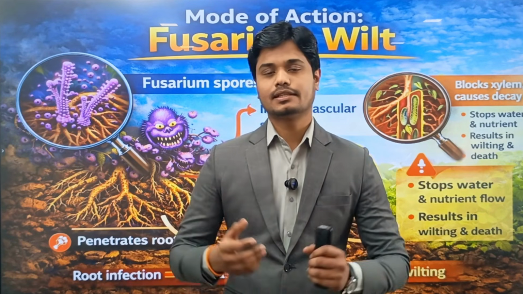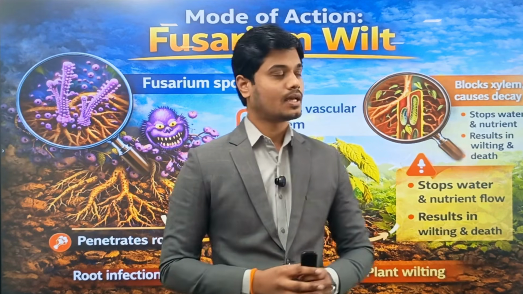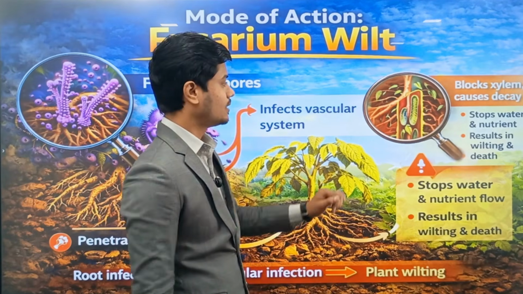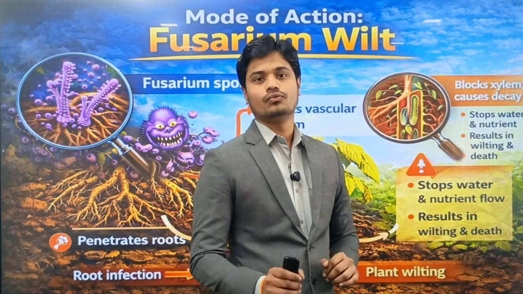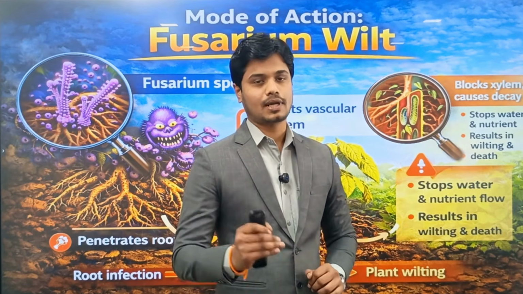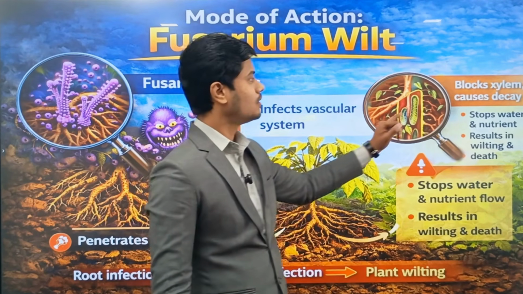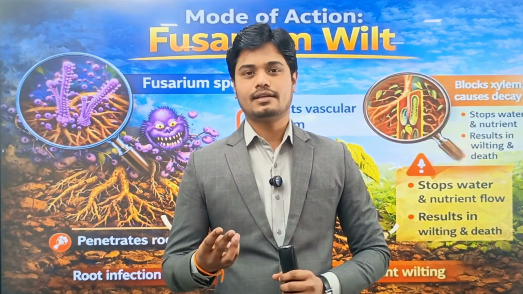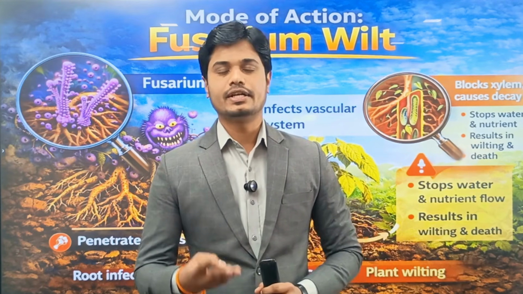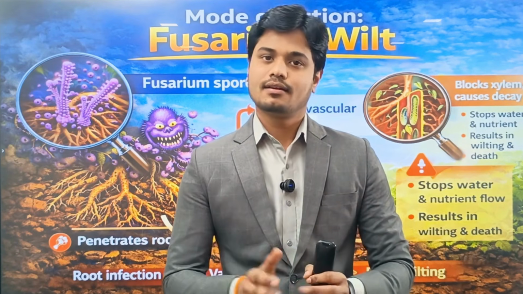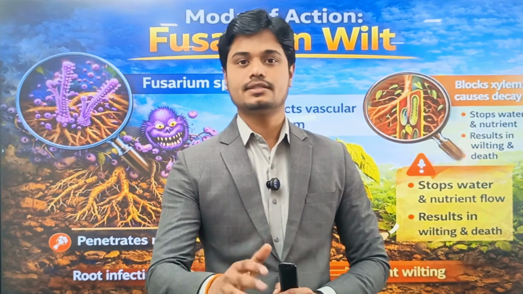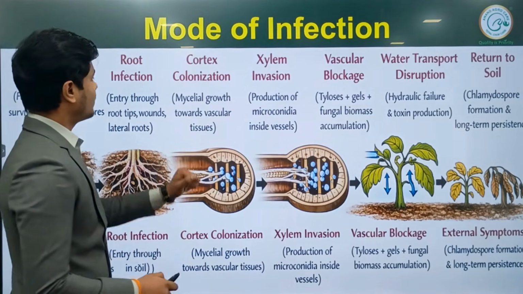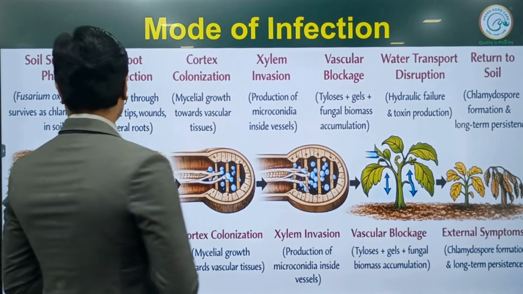In xylem vessels, they multiply, they replicate themselves and block the flow of water and nutrients to plants. Xylem vessels cannot move water and nutrients properly to plants. As a result, crops show yellowing, browning, and plants may wilt. Plants may get dried, and the last step is death. So this is the mode of action. Here we will see it diagrammatically.